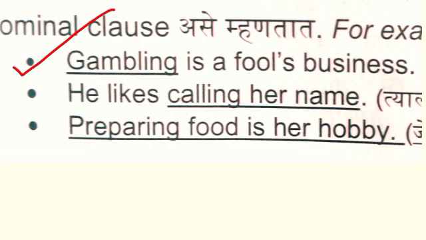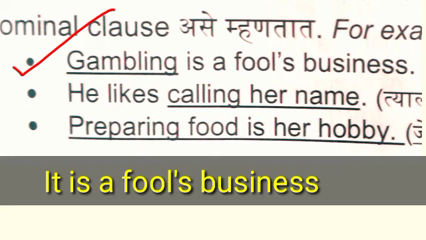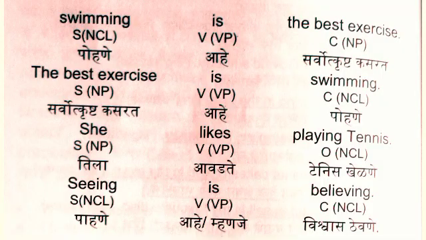Let us replace it with the pronoun it. So the sentence will become: it is a fool's business, right? It becomes subject, is becomes the verb, and business becomes the complement. Let us try to understand this concept with a little more examples. Look at this example: swimming is the best exercise.